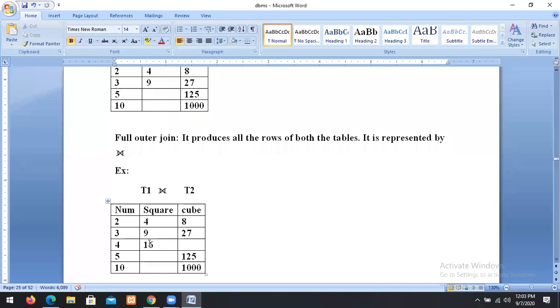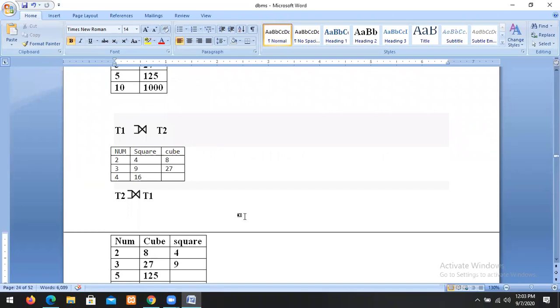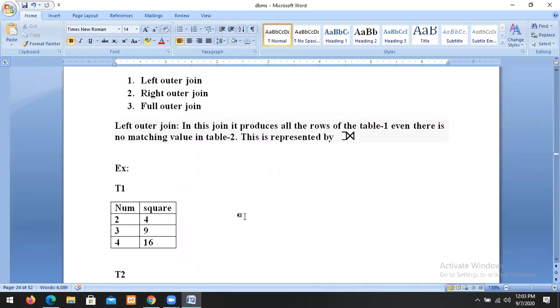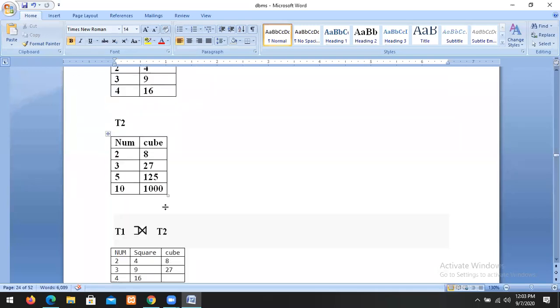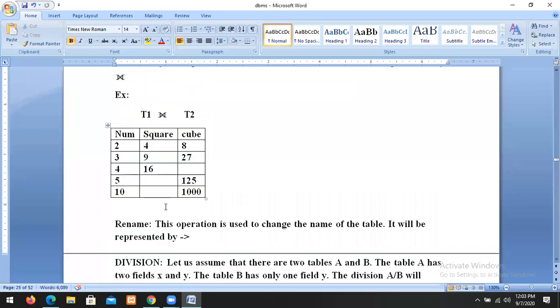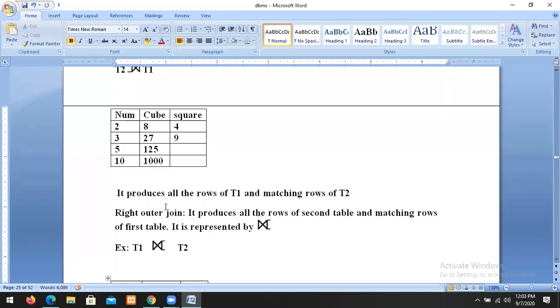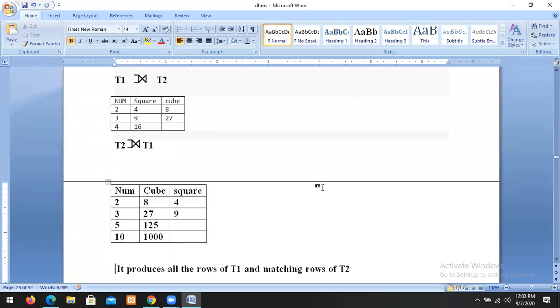Then outer joins. In outer join, again we have 3 types: left outer join, right outer join, and full outer join. What is left outer join? All the rows of the first table and matching rows of the second table. What is right outer join? Matching rows of the first table and all the rows of the second table. What is full outer join? All the rows will be selected even if there are no matching rows. Like this, there are 3 outer joins. So this is called as joins. Another one we have is the Cartesian product.